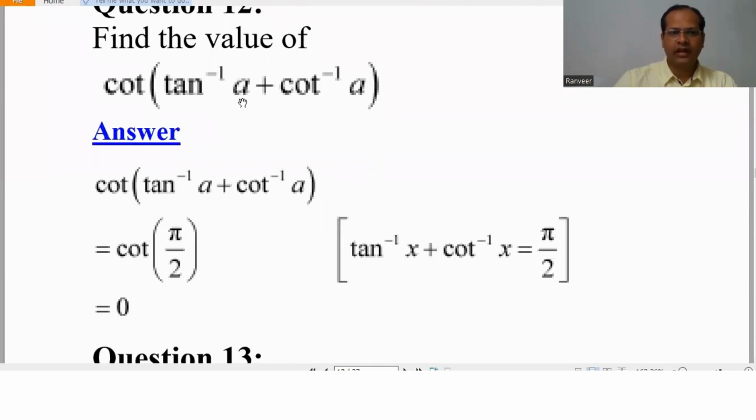Find the value of cot(tan inverse A plus cot inverse A). Tan inverse A plus cot inverse A, the value is pi by 2. So cot(pi by 2) is equal to 0.